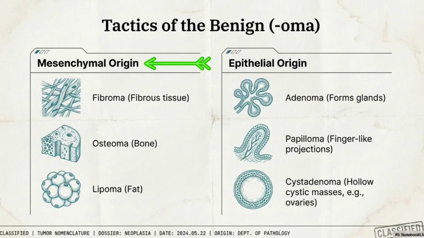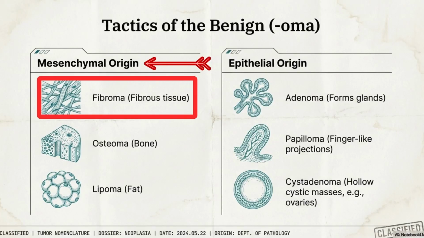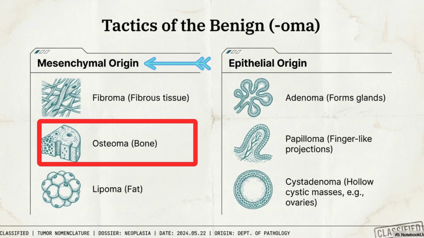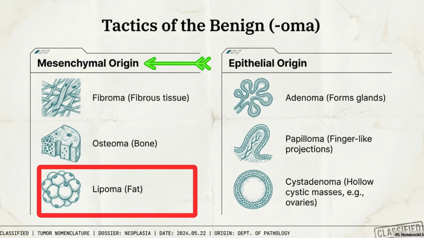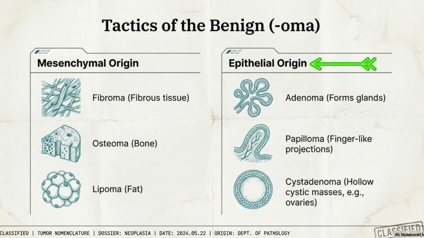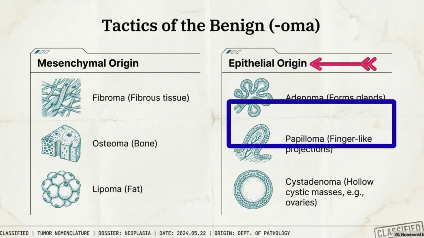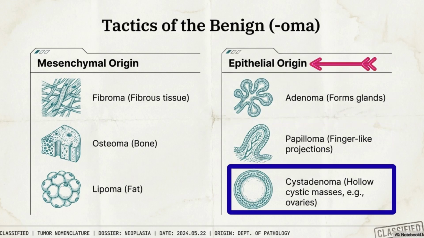Mesenchymal benign tumors. The fibrous tumors are fibroma, bone tumors are osteoma, and fat tumors are lipoma. Epithelial benign tumors. Adenoma forms glands, papilloma forms finger-like projections, and cystadenoma are hollow cystic masses common in ovaries.